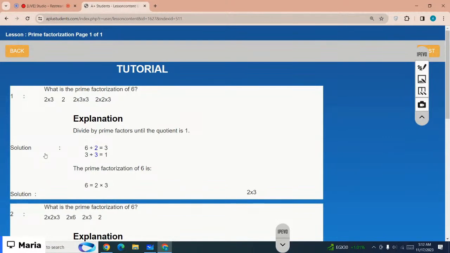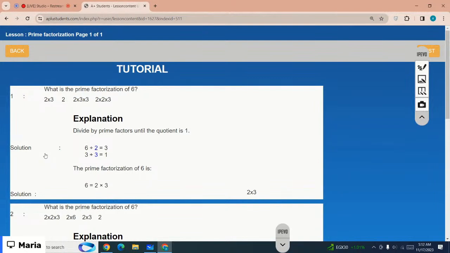So, how do we make prime factors? You have to start dividing the number with the smallest prime number, right? For example, the smallest prime number that can divide 6 is 2. So when you divide 6 by 2, the answer is 3. Now you have to divide the 3 by the smallest prime number. The smallest prime number that can divide 3 is 3. 3 divided by 3 is 1. You have to divide until you get the answer 1.